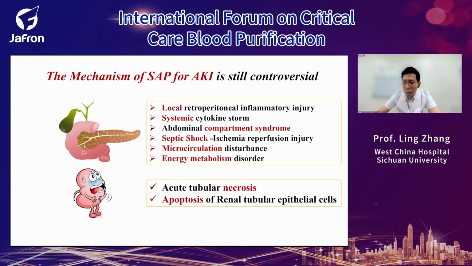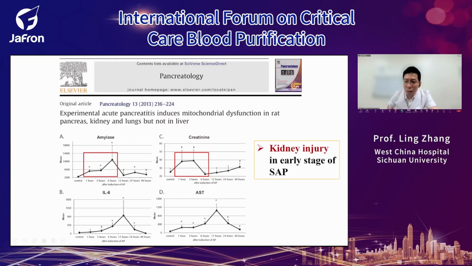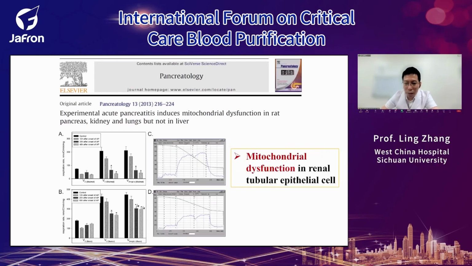In basic studies, you can see that acute tubular necrosis and apoptosis of renal tubular cells can also cause kidney injury. A very interesting thing in the basic study is that kidney injury can occur in the early stage of severe acute pancreatitis. After 1 hour of the occurrence of severe acute pancreatitis, we can see some kidney impairment. This study also shows that mitochondrial dysfunction sometimes plays a key role in the development and progression of acute kidney injury.